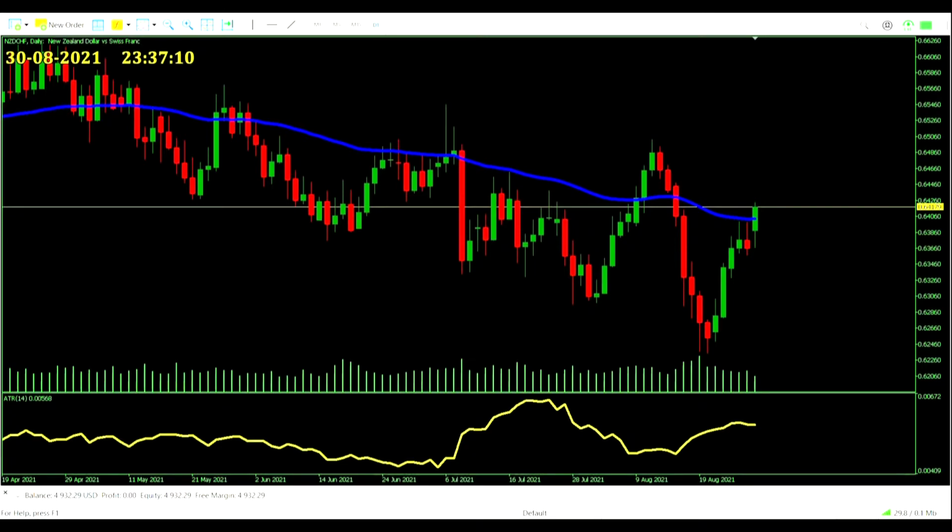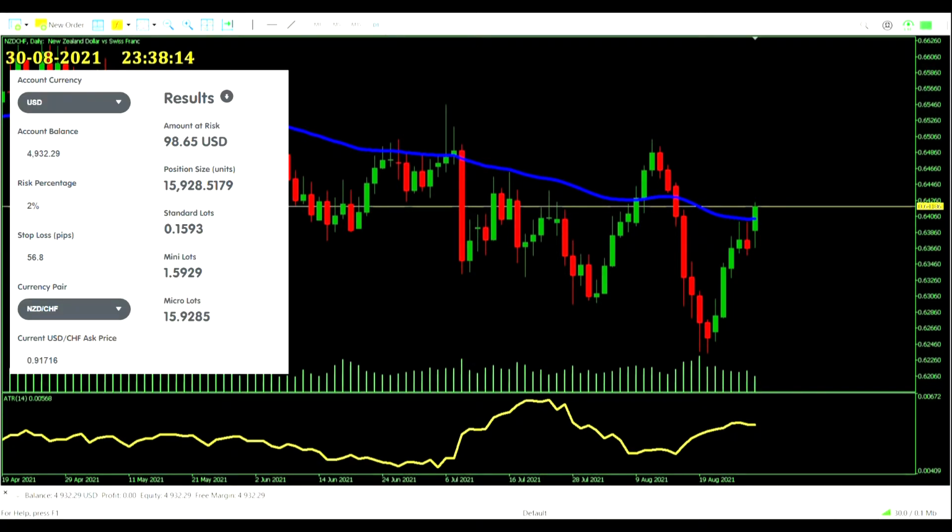It's just the one trade, there's no splits. And it's a 1 times ATR value for the stop loss and a 1.5 times ATR value for the take profit to hopefully try and get some more gains from it. That means our 1 times ATR value stop loss is right down here on the ATR, 56.8 pips. And you can see our risk calculated on screen now.